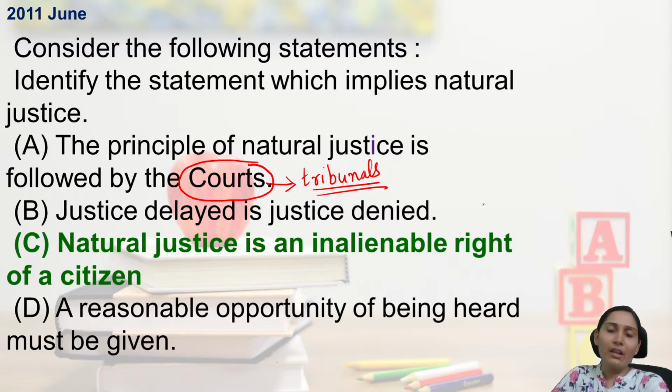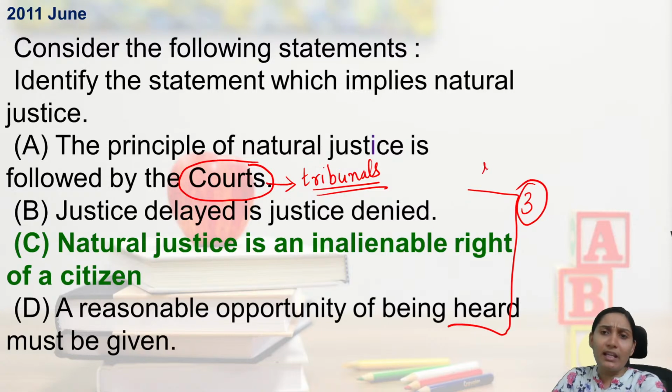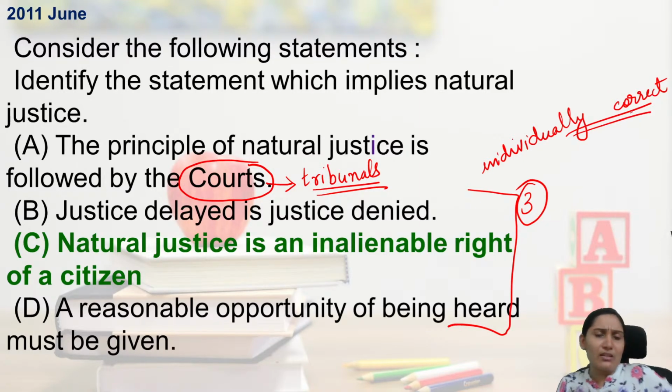Now if you take the other three statements, they are individually correct, which means that you will not see anything wrong. You will not see that anything is wrong here. Justice delayed is justice denied. We know that. Natural justice is an inalienable right of a citizen. Yes, that is also true. A reasonable opportunity of hearing should be given. That is also true.